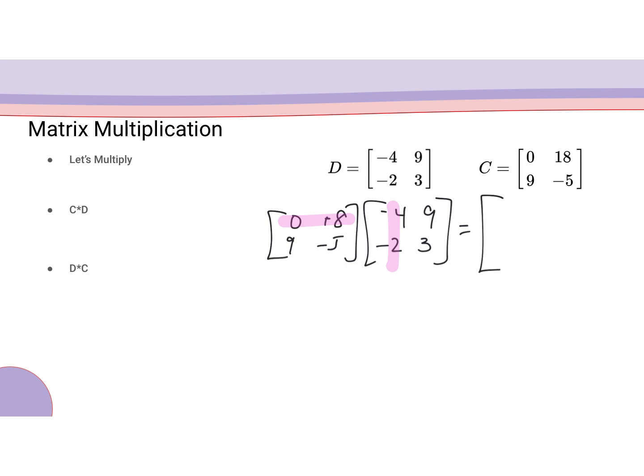So I get 0 times negative 4, which is 0, 18 times negative 2, which is negative 36. All right, so let's do first row, second column now. 0 times 9 is 0, 18 times 3 is 54.